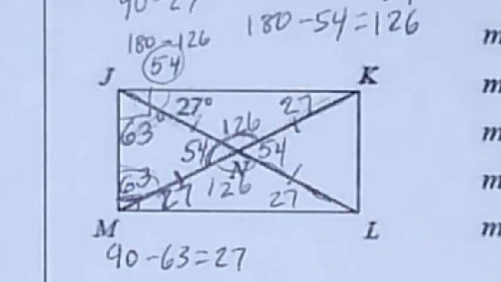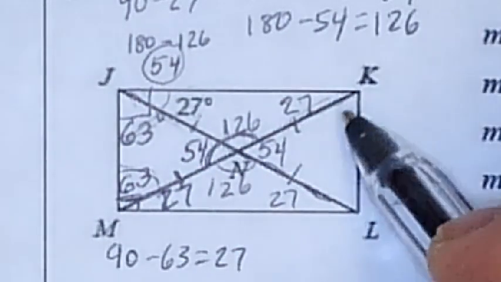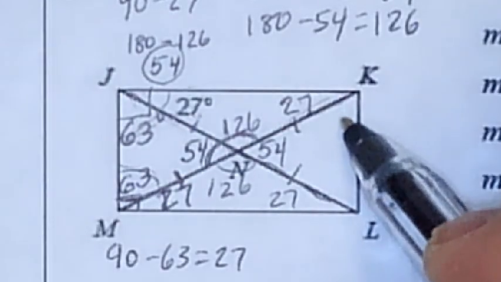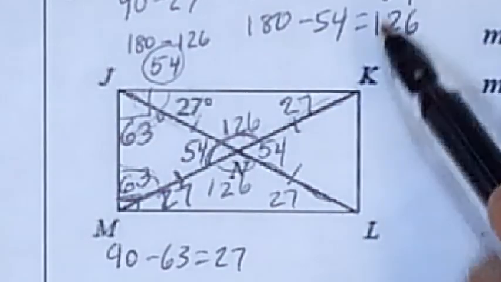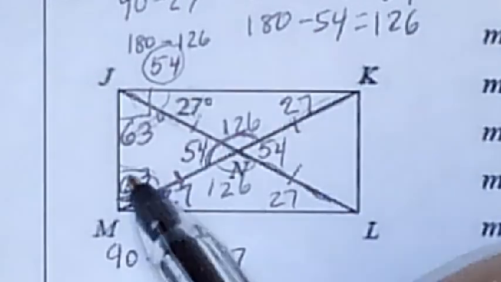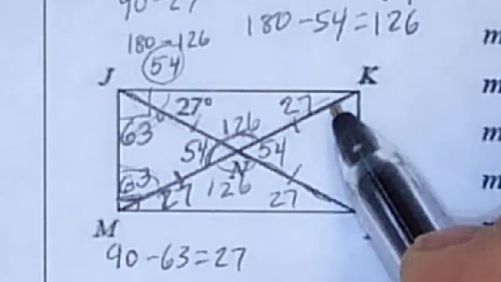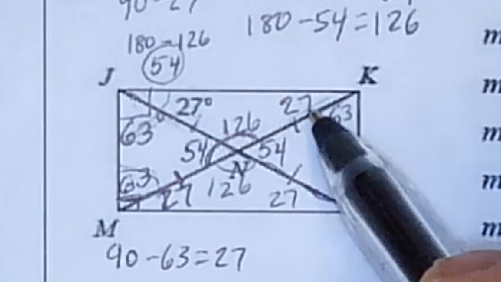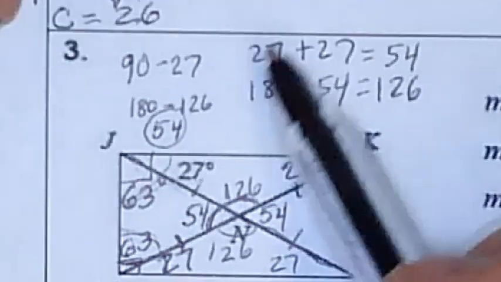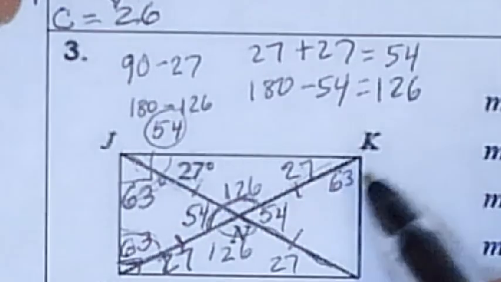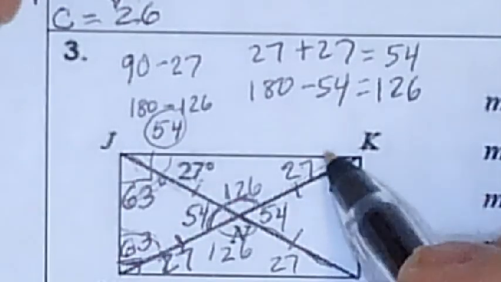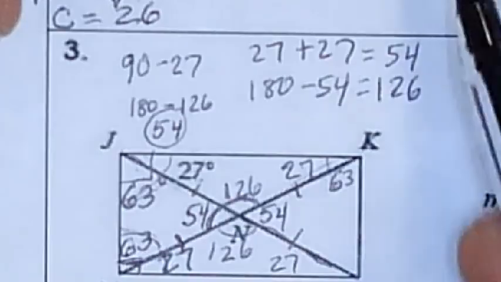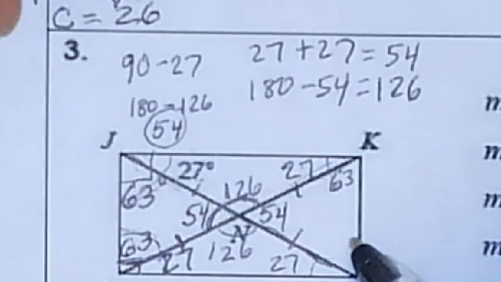And what do you think this angle up in here is going to be? Well, again, if you want to think about it, you could think of alternate interior angles, and that's 63. But if you weren't sure, you could take, again, 90 minus 27, because these two angles right here add up to be 90. And if this is 27, this is also 63. We found every single one of those angles.